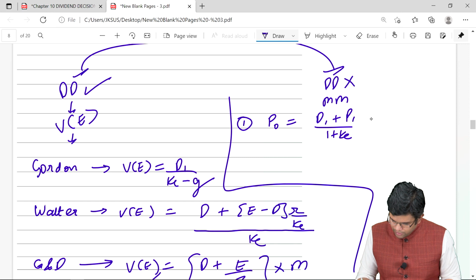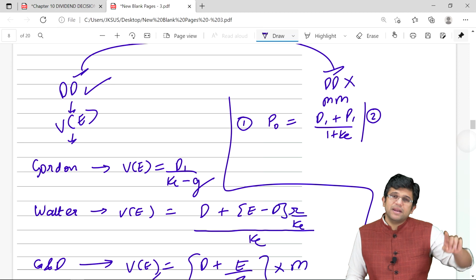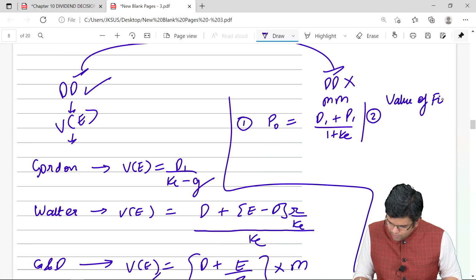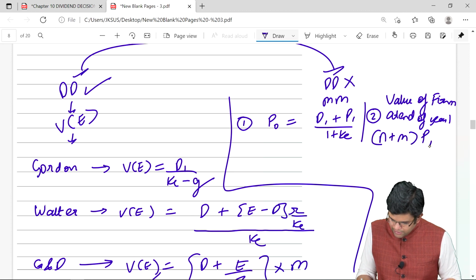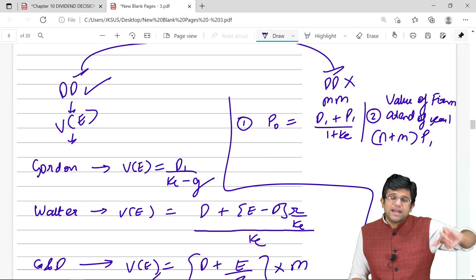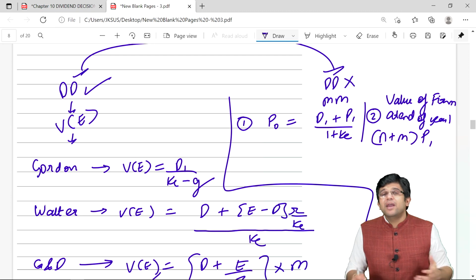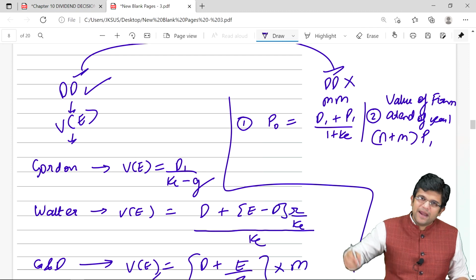Then children, moving on to formula number 2. Formula number 2 is the value of the company or firm at end of year 1, and the formula is N plus M the whole into P1. That's it, where N stands for the existing equity shares, M stands for the additional new fresh equity shares you will be issuing for going for your expansion investment budget, and P1 stands for the price of the share at the end of year 1.